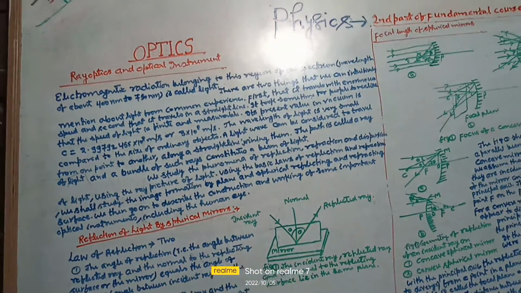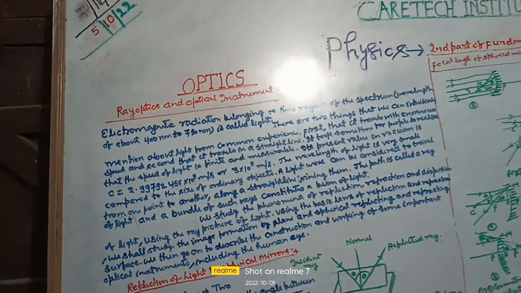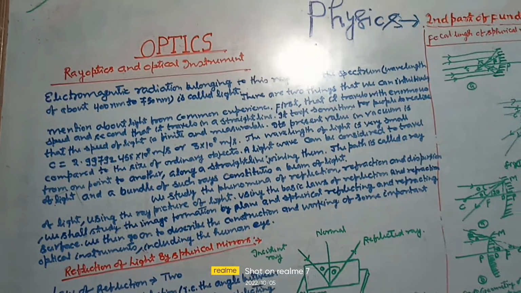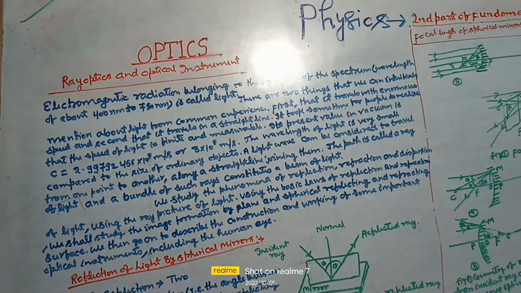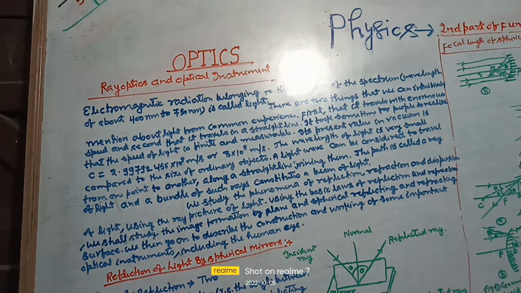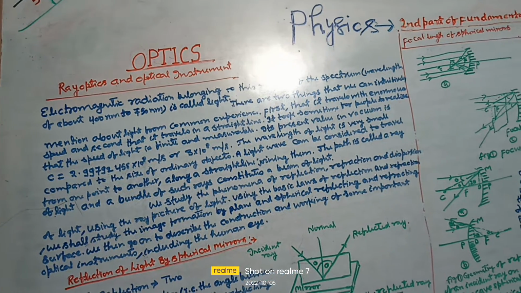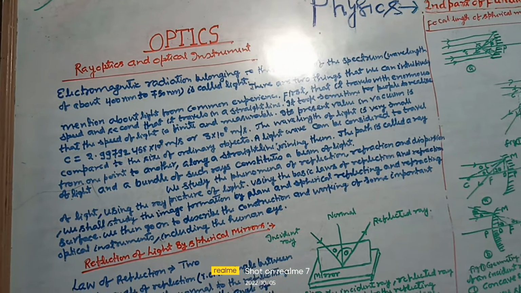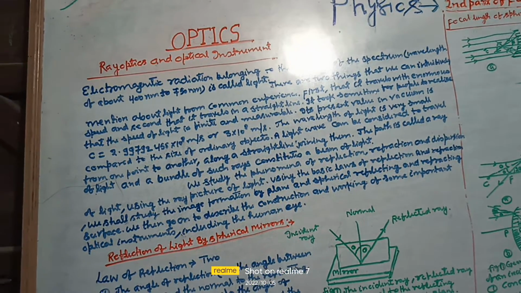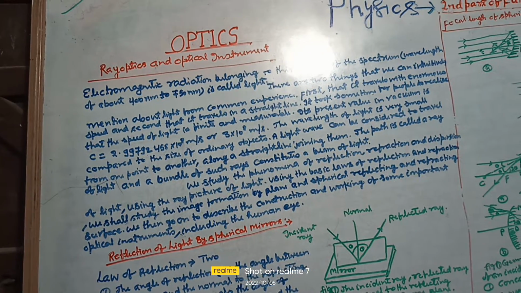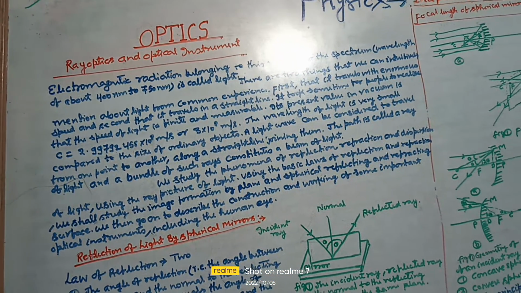Today we shall study about ray optics and optical instruments. In optics, electromagnetic radiation belonging to this region of the spectrum, wavelength of about 400 nanometer to 750 nanometer, is called light.